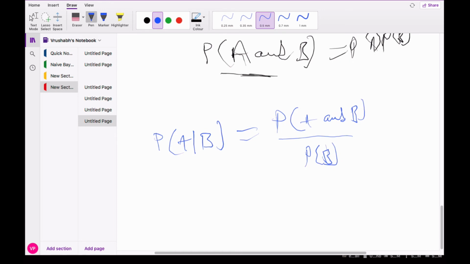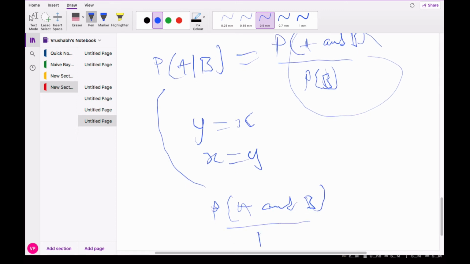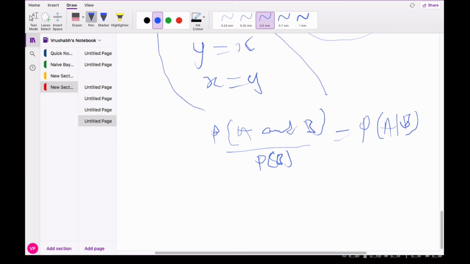And if you have y equals x, it's the same thing as writing x equals y. So with this equation, I can still write it this way. I can write this part first: probability of A and B, divided by the probability of B, is still equal to the probability of A given B. It's the same thing. So now I can write it this way.